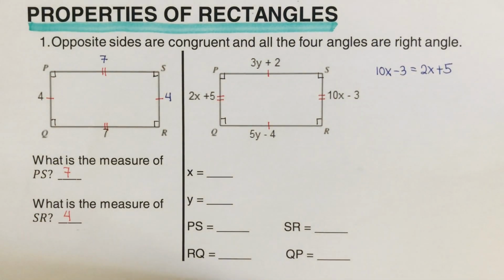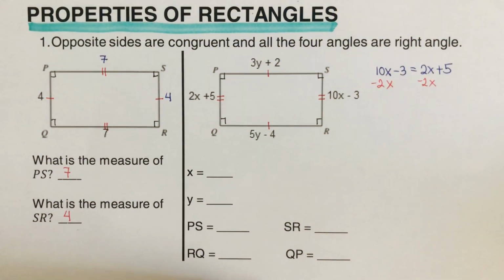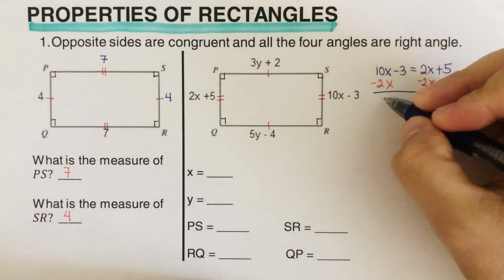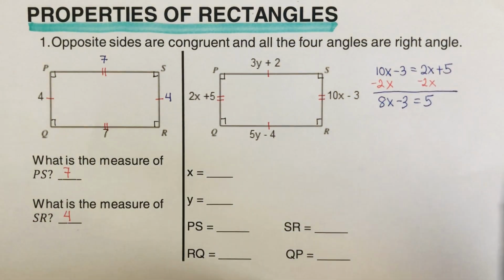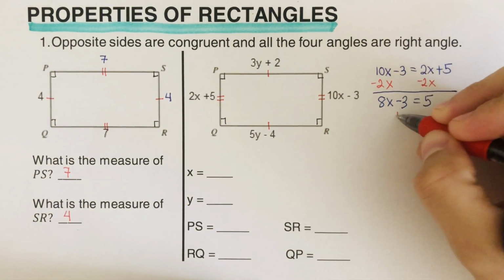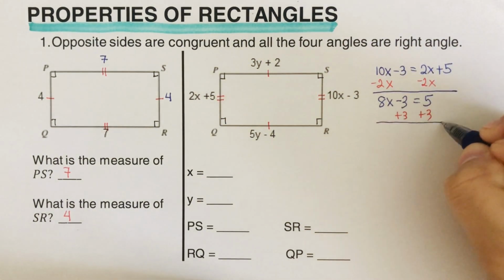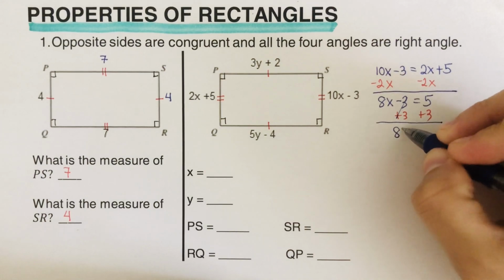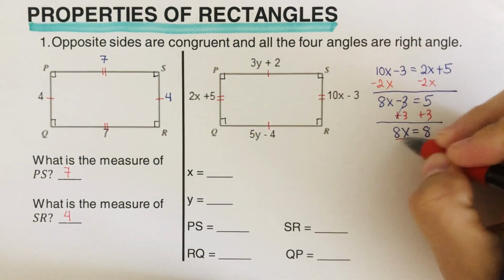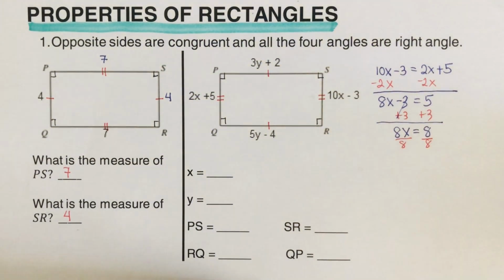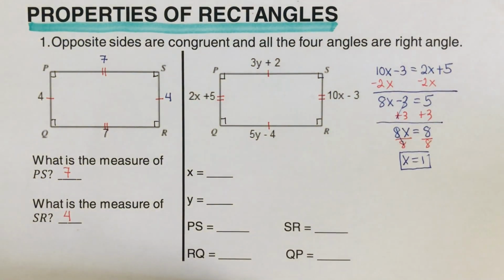From here, we subtract 2x from both sides, so we are left with 8x minus 3 equals 5. Then we add 3 to both sides, so we are left with 8x equals 8. Then we divide both sides by 8, so our x is equal to 1.